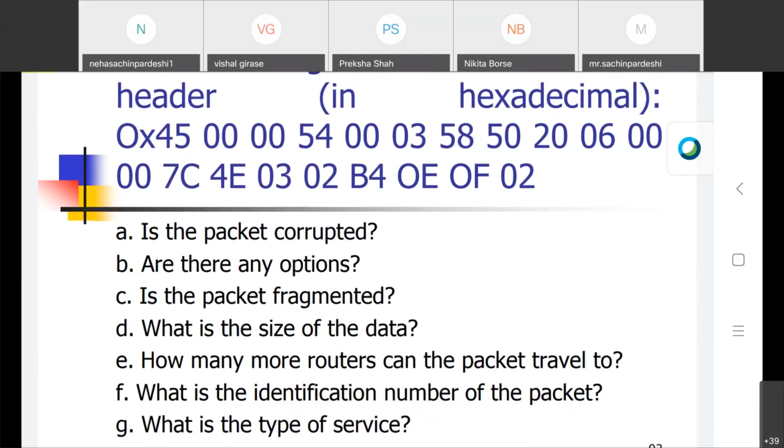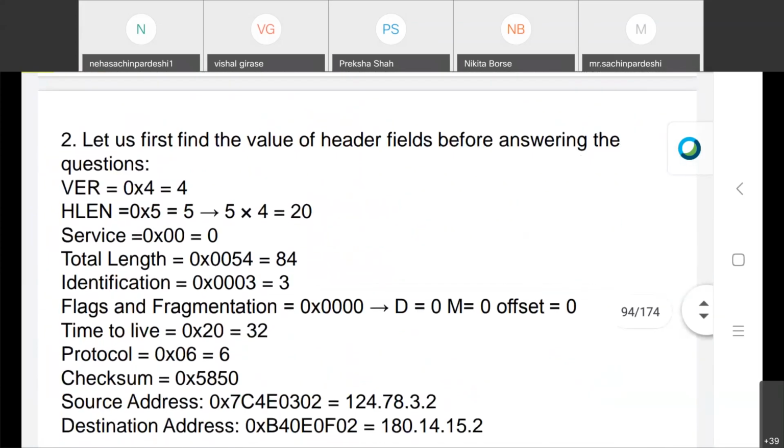Like, is the packet corrupted? Are there any options? Is the packet fragmented? What is the size of data? How many more routers can the packet travel to? Whatever value comes into the time to live field, that is the answer to how many more routers the packet can travel to. Similarly, you can easily answer all these questions if you write this value in the respective field of the IPv4 datagram.